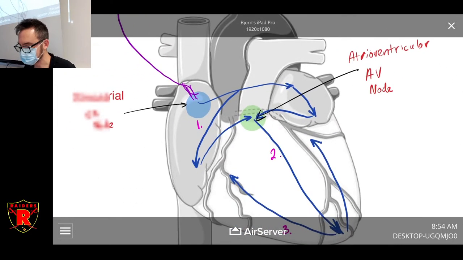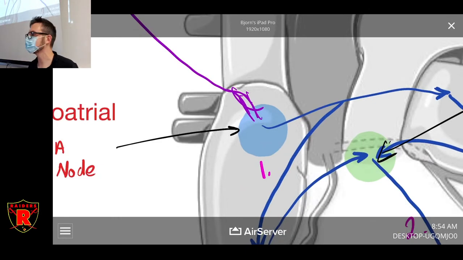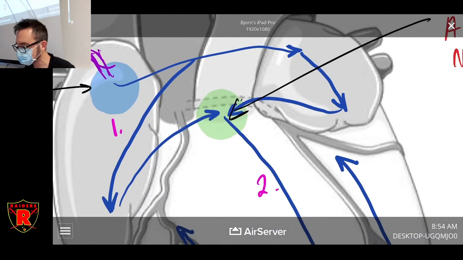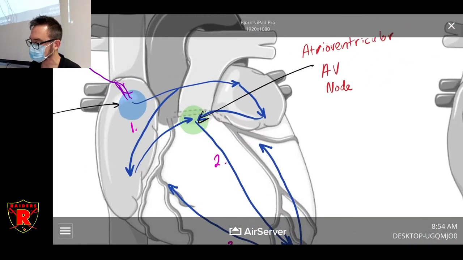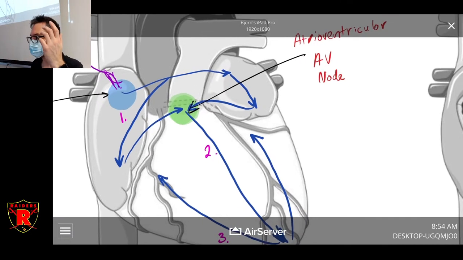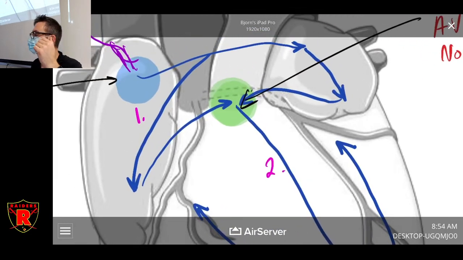I forgot about one of the other nodes. The signal starts at the SA node, the sinoatrial node, but the AV node is this part right in the middle, right here, where the two signals come back together. It's really important that all of this is coordinated. So the job of the AV node is if these two signals do not arrive at that spot at exactly the same time, they allow a slight delay for everything to line up, okay?